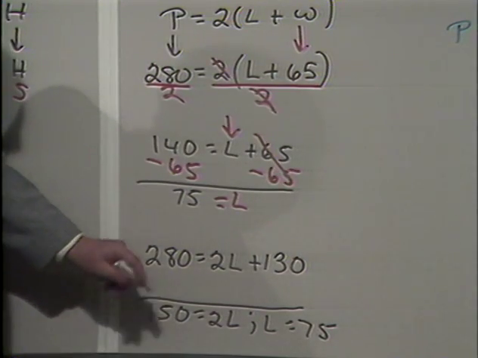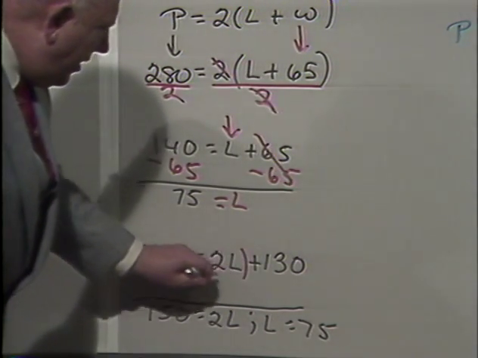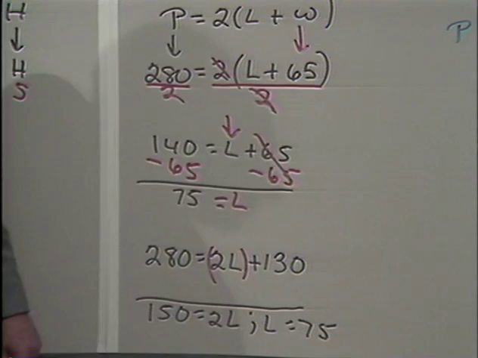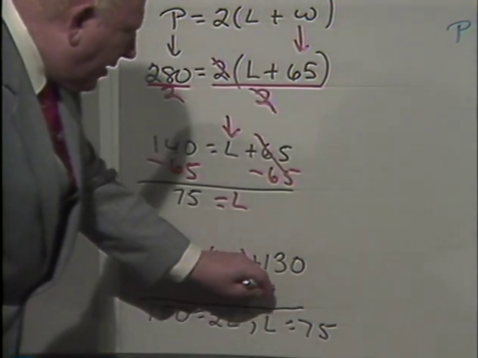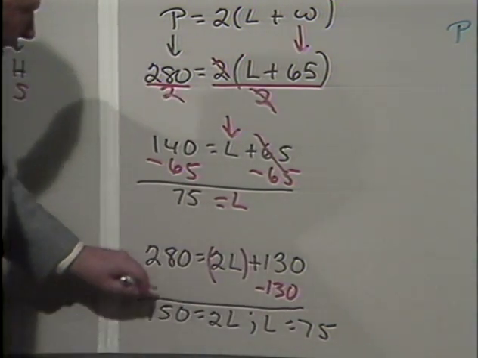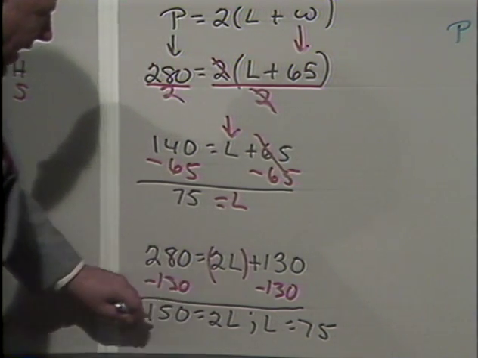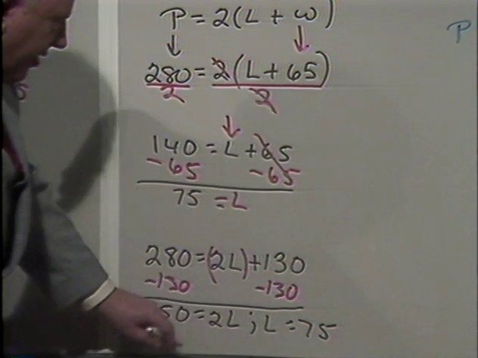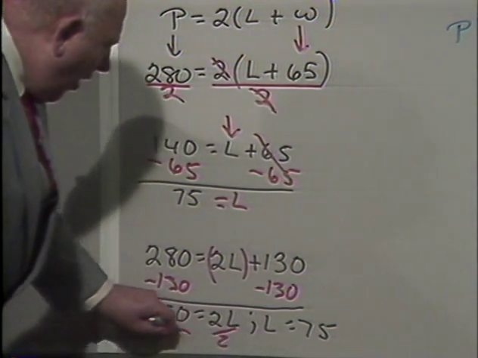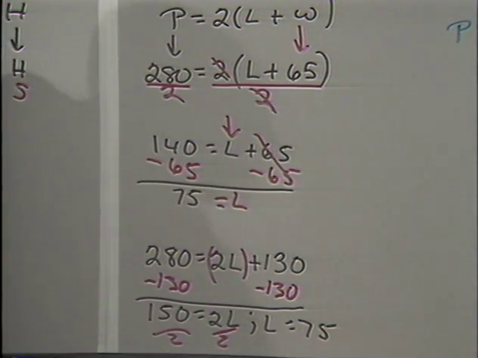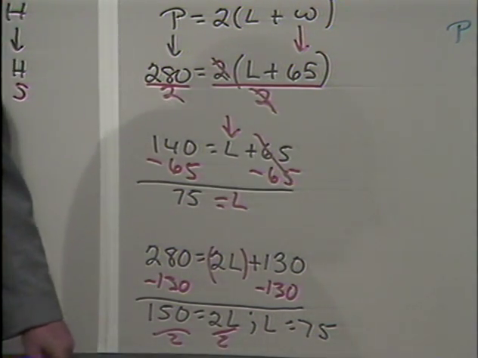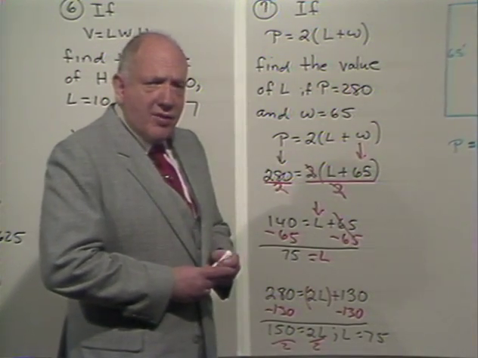Now you can proceed the same way as we did before. To unblock the 2L, we first subtract the 130. See, not 65, the 130. That leaves us with 150 equals twice L, and if that's the case, all we do is divide both sides by 2, and we get that L is 75. Two different methods, but the same answer, isn't it?